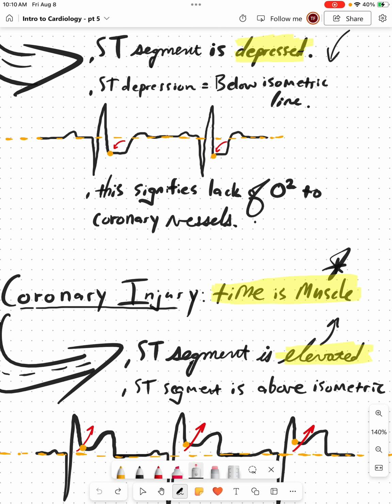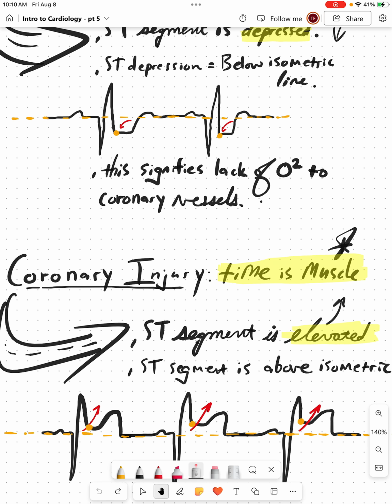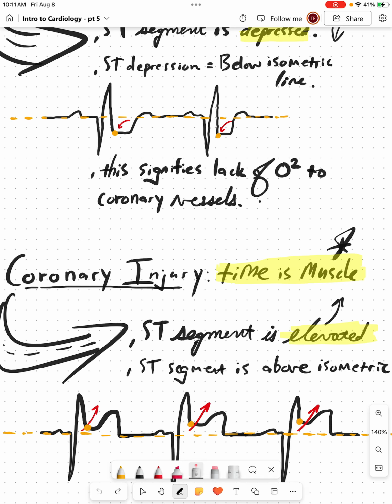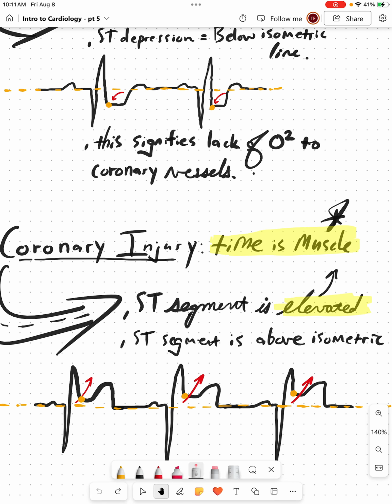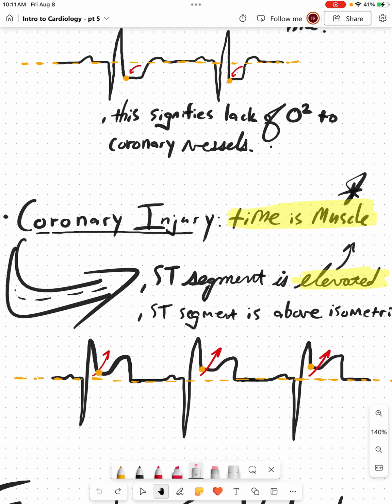Coronary injury. Time is muscle. Think of holding your breath. Your brain goes without oxygen, and that can cause damage. That same concept is going to apply to your heart and really any muscle tissue. When I have coronary injury, the ST segment is going to be elevated, so it's going to be above the isometric line.